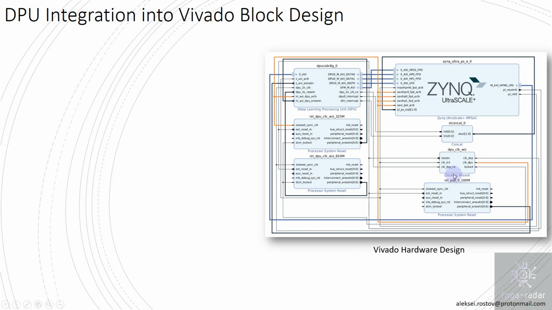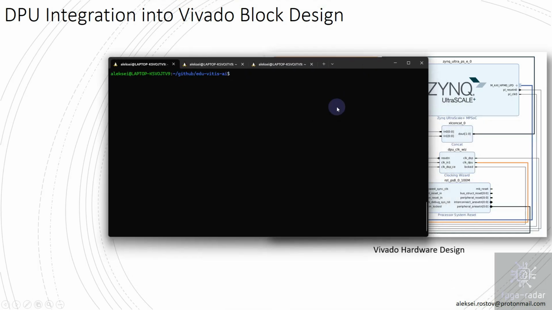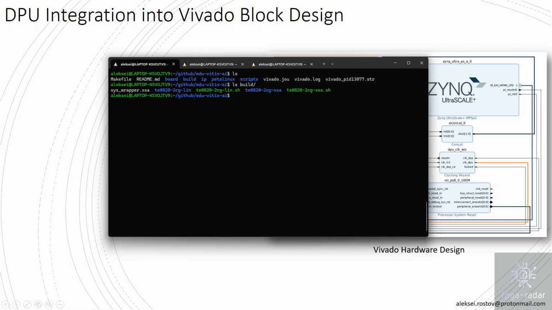So let's start with the repositories that I have here. In my repository I have one additional folder. It's a build folder where I have both the Vivado and Linux projects pre-built. In order to build the Vivado project, make should be called with the target corresponding to my board and XSA in the end. XSA means that it's for the Vivado project. For Linux, for PetaLinux, it should be used in the end.